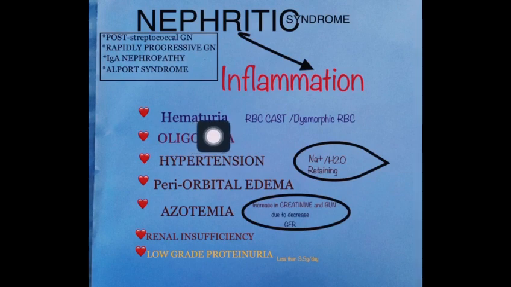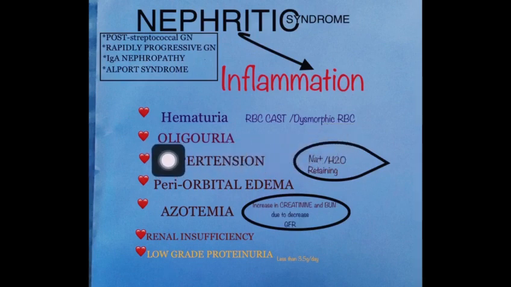Hemat means blood and uria means urine, and the hallmark feature of hematuria is RBC cast. Why do we call it RBC cast? Because when RBCs pass through nephrons, the nephron packs them inside a protein, and that packed RBC is known as an RBC cast. It can be dysmorphic RBC as well, because your nephron is narrow, right? And while passing through this narrow tubule, your RBC shape can be changed.